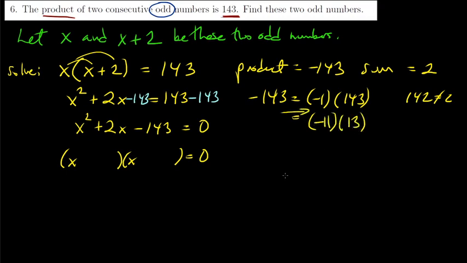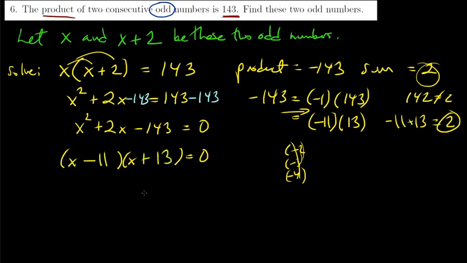Everything in here I'm skipping: the negative 2, negative 3, negative 4. None of these divide evenly, so I don't even bother writing them down. But negative 11 and 13 work, and negative 11 plus 13 is the 2 we needed for the sum. So it's x minus 11 and x plus 13. If x minus 11 is 0, then x is 11. That's a perfectly good odd number. And if x plus 13 equals 0, x equals negative 13.